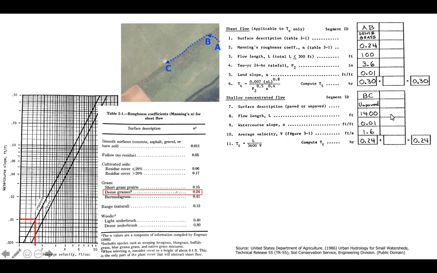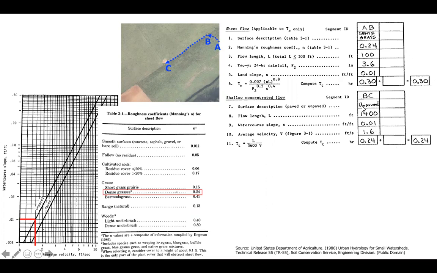So after sheet flow, let's suppose that the water hits sort of a natural channel in the grass, and from point B to point C, it is moving in shallow concentrated flow. So here we can use the graph shown here on the bottom left to find the average flow velocity based on the length of flow, the surface description, and the slope.